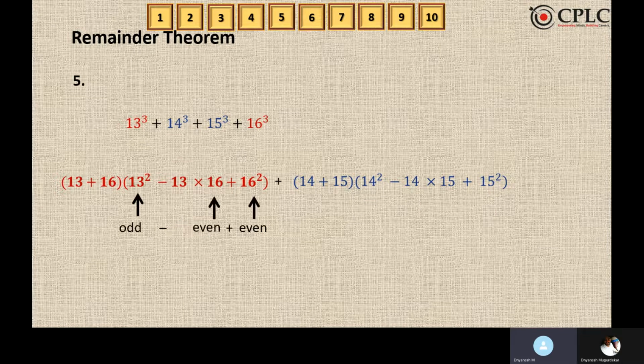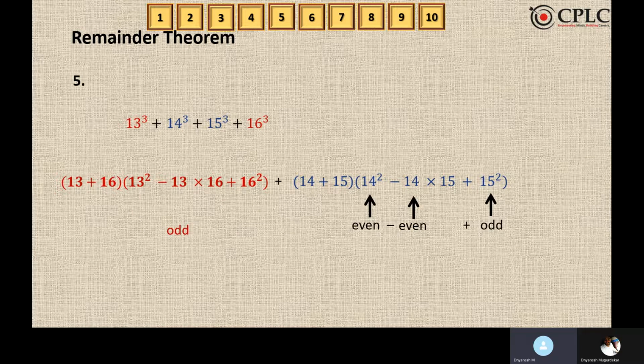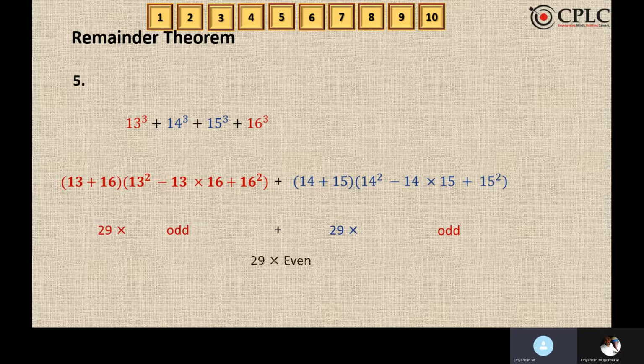Now when you further simplify the first bracket, odd minus even will be odd, and odd plus even, the final conclusion of the first bracket will be odd. Similarly for the second bracket, even minus even will be even, and even plus odd will be odd. And in between there is a plus sign, so odd plus odd, which will be even.